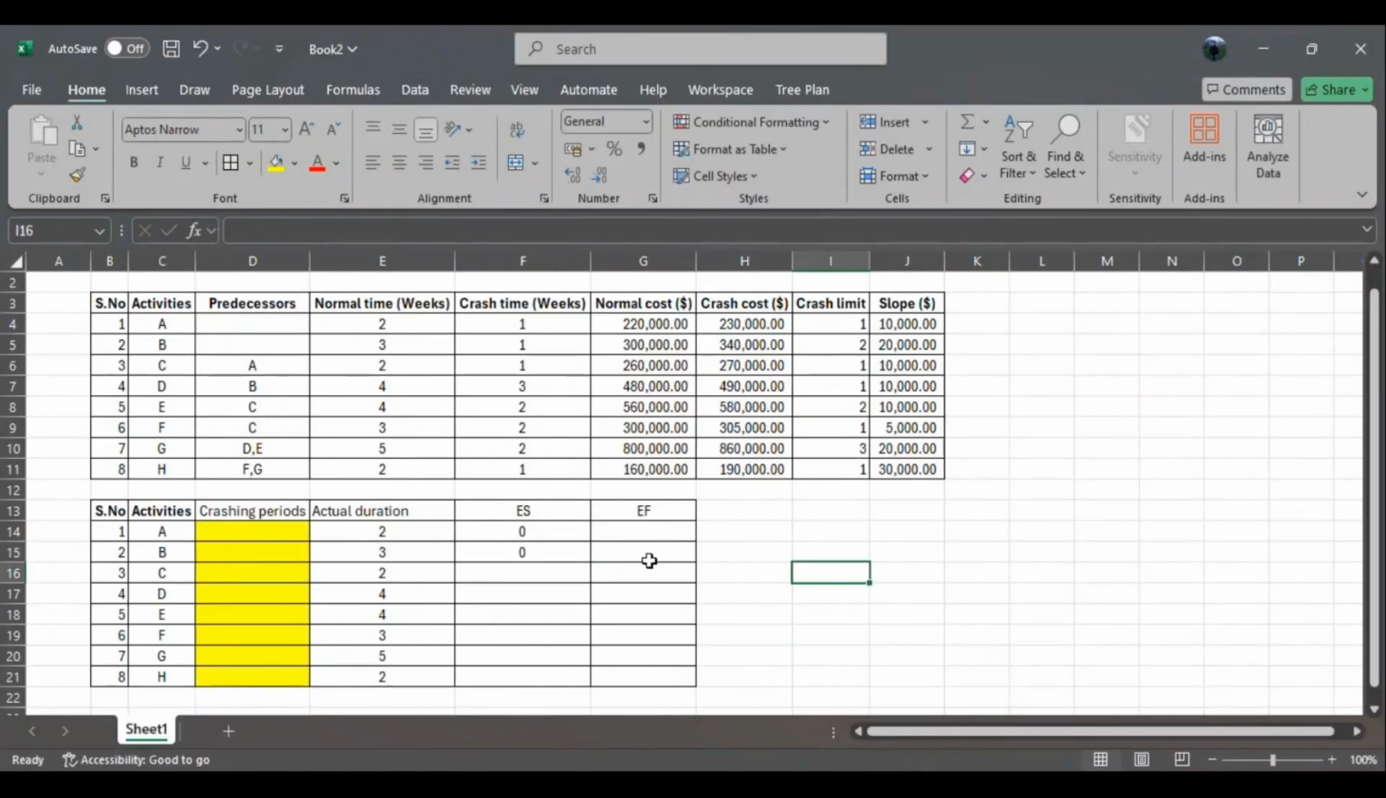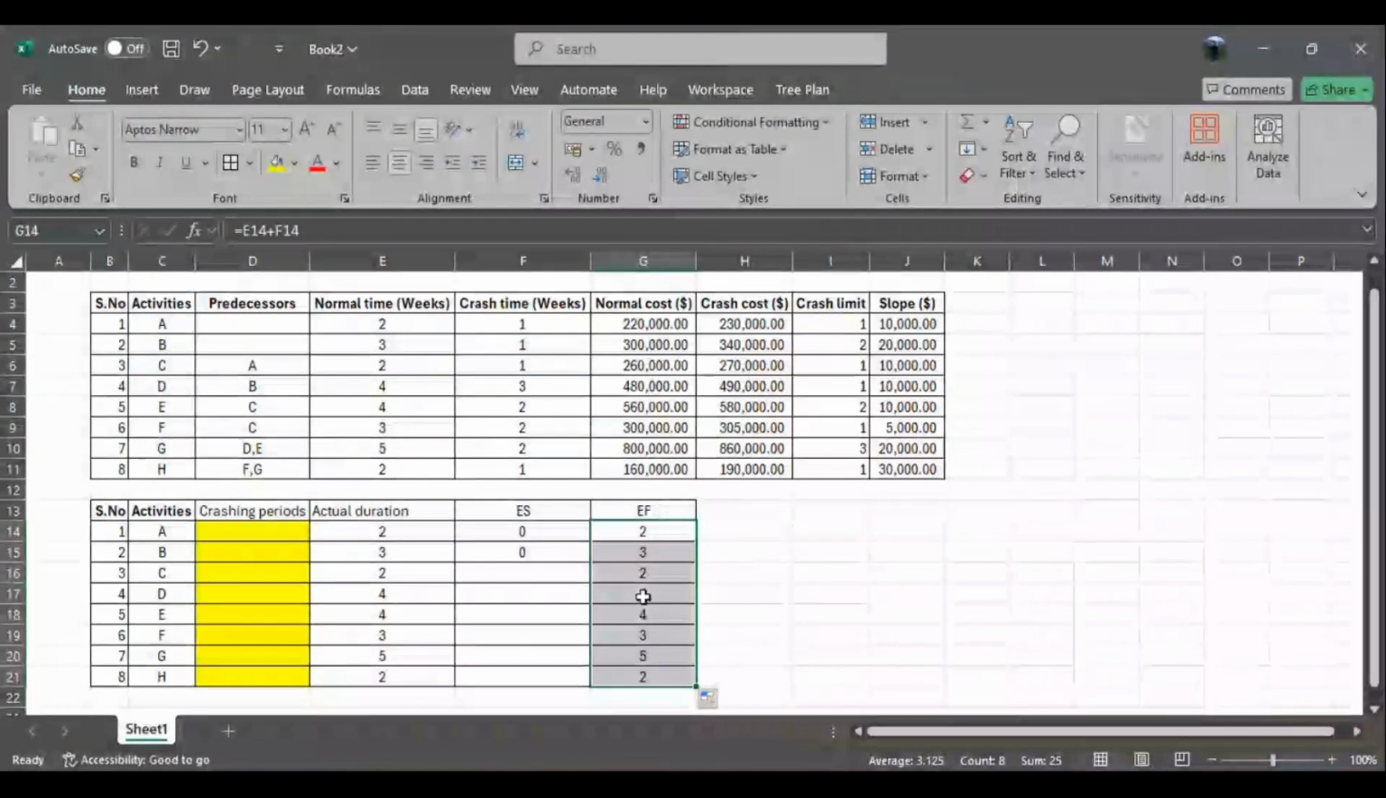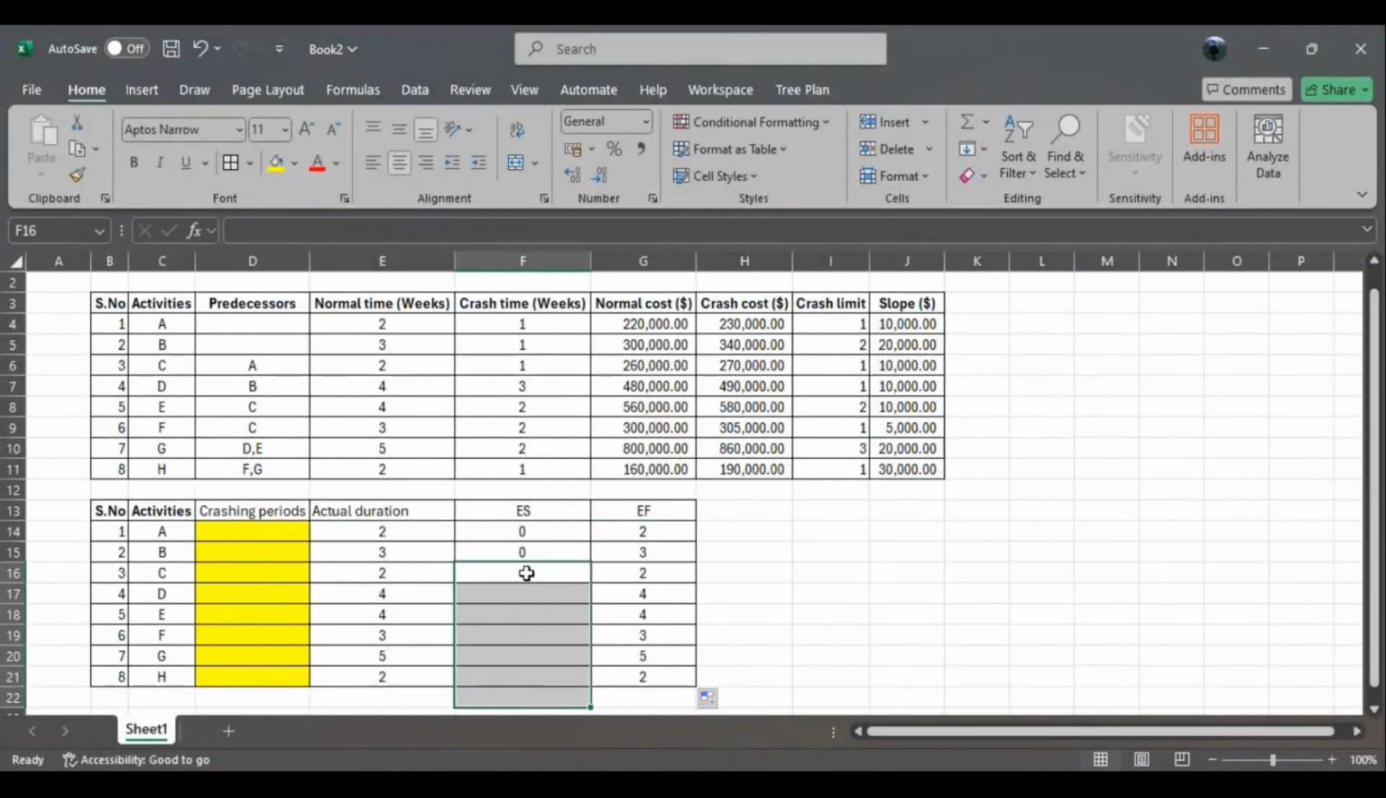Now, what's the earliest finish? When can activities A and B be finished at the earliest? That is really simple. All we need to do is add the actual duration right here with the earliest start value right there. And if we do that, just drag it down. So this column represents the earliest finishing time for a particular activity. Now, these are remaining. So how to go about those?